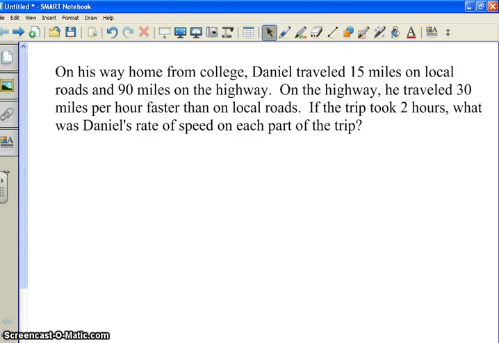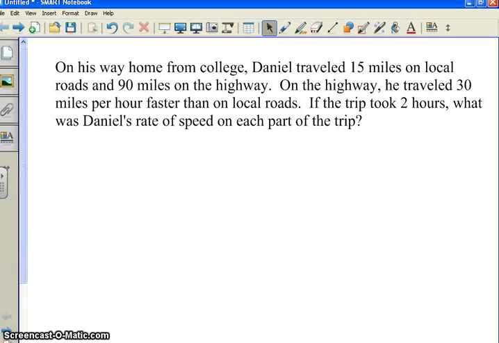Today we're going to look at another problem that we've done in the past that can result in a quadratic equation to solve it. So take a second, read through this problem. Notice the three variables going on in this problem: we have a distance, we have a speed or a rate, and we also have a time.